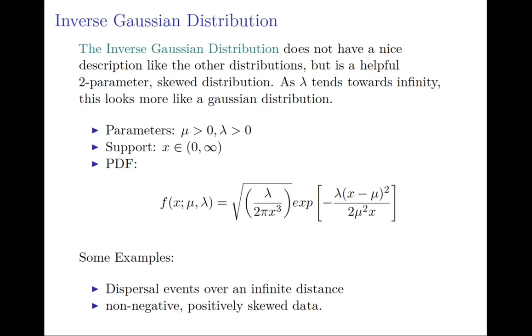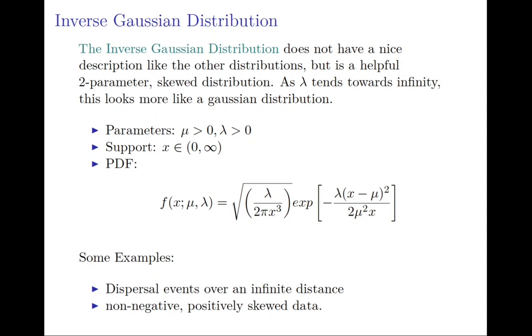And this is the PDF, or the probability density function. And again, it's the density here because it's continuous and not discrete. And I'll just make a quick note here that this f of x semicolon mu lambda is saying that this is f as a function of x given the parameters mu and lambda.